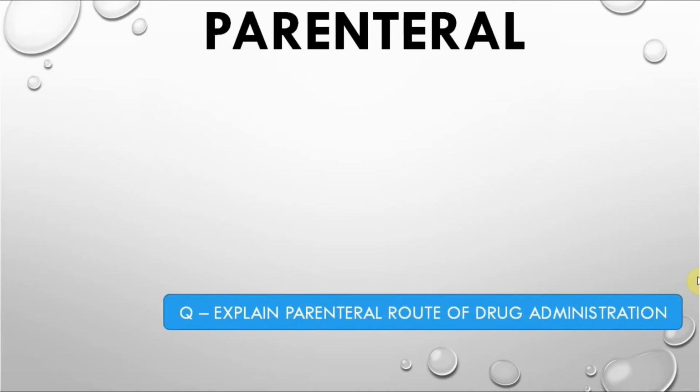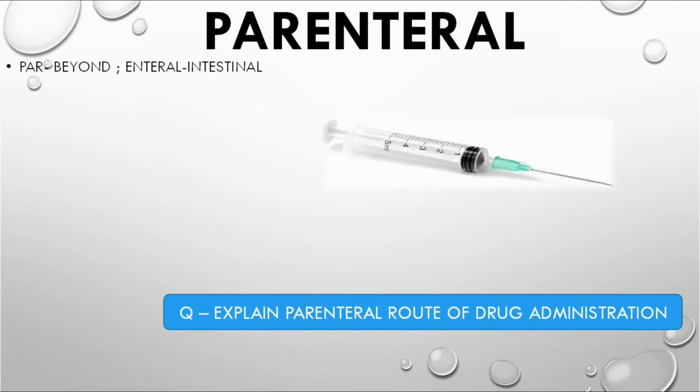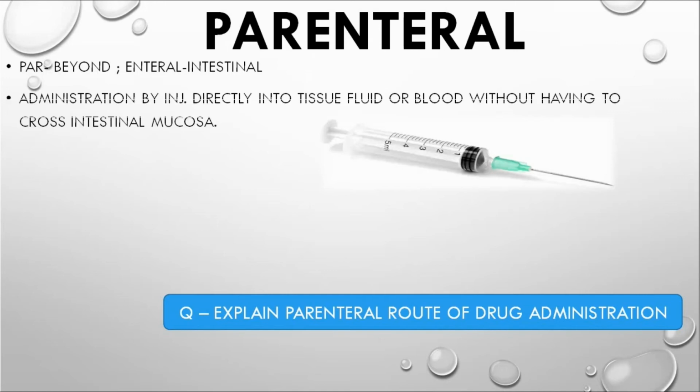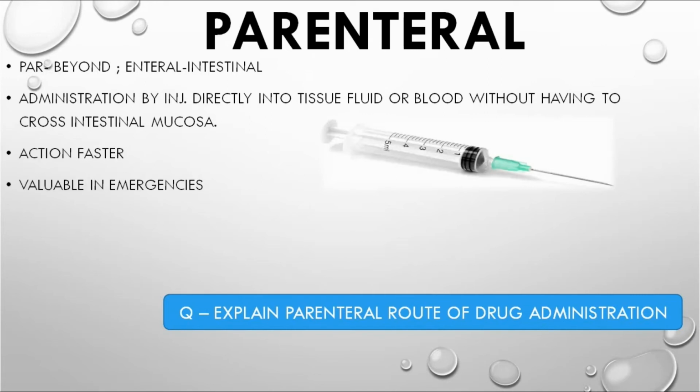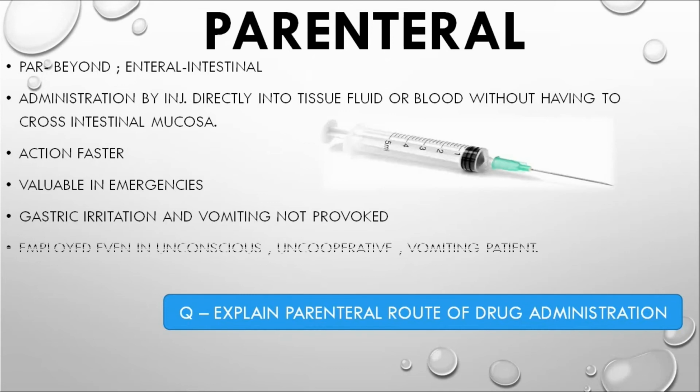Last is parenteral. Important question: explain parenteral route of drug administration. Par means beyond and enteral means intestine. The drug is administered by injection directly into tissue fluid or blood without having to cross the intestinal mucosa, therefore fast acting, valuable in emergency. Gastric irritation and vomiting are avoided. Can be administered even in unconscious, uncooperative and vomiting patients.